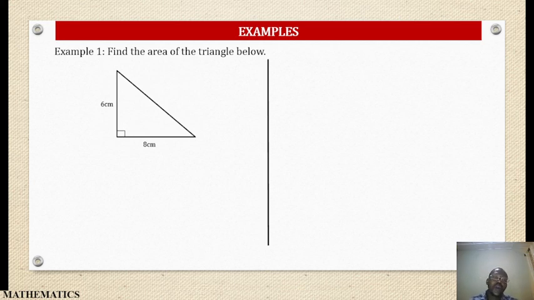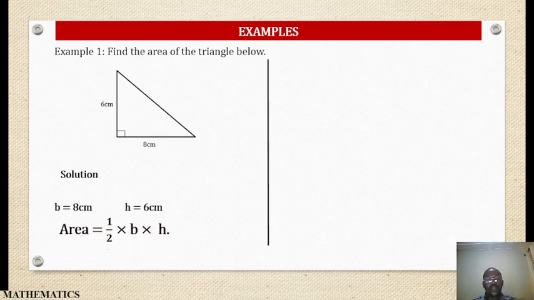If you look at that triangle very well, two sides are given. The base is known to be 8 centimeter, and the height also is given to be 6 centimeter. Now that we know the two sides, we go and get the area formula, and area is equal to half times base times height. The only thing we need to do here is to substitute those values for base and height. So what do we have? We have area, which is equal to half times our base, which is 8 centimeter, times our height, which is 6 centimeter.